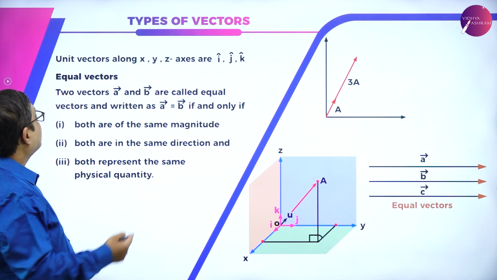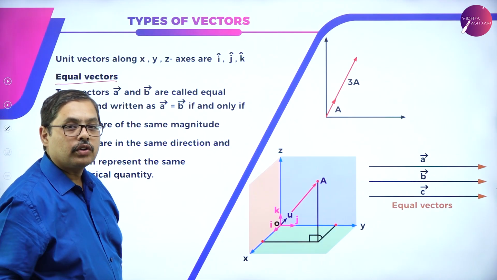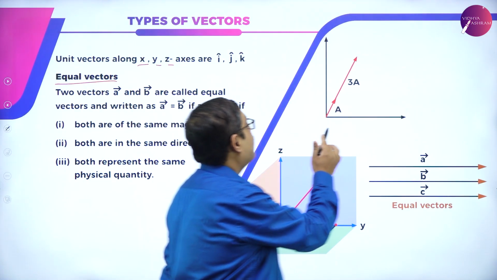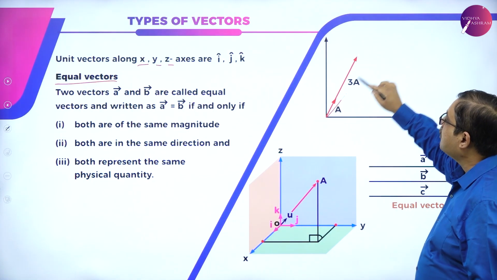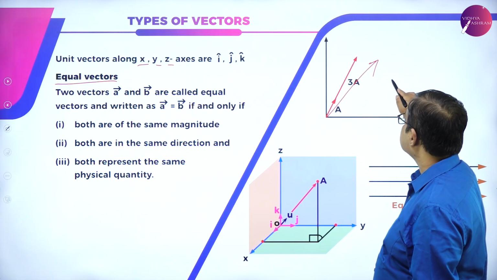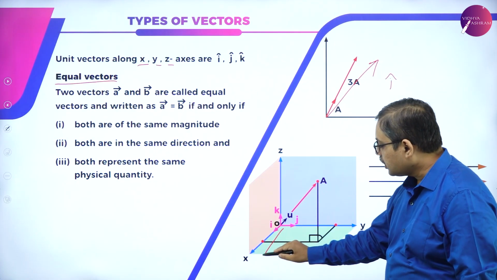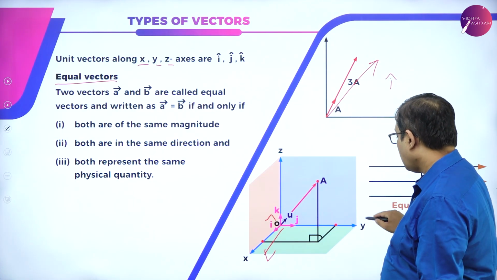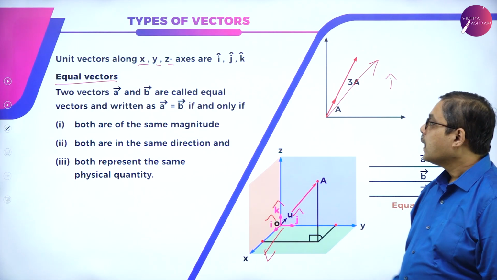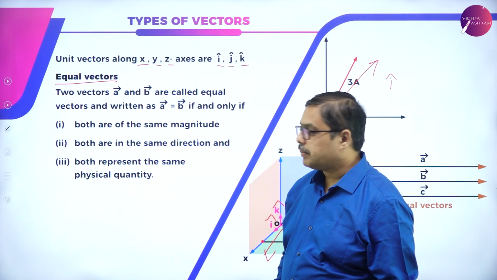Let us check the other types. There is something called an equal vector. Now, before going on to that, what are the unit vectors along the x, y and z axes? See, I have a vector here, some vector A. What are its unit vectors along the x axis? Along the x axis, the unit vector is I cap. Along the y axis, it is j cap. Along the z axis, it is k cap. So, along the x, y and z axes, it is I cap, j cap and k cap.